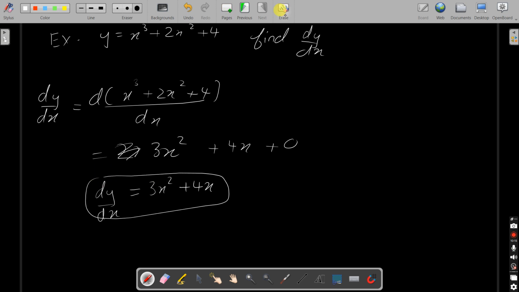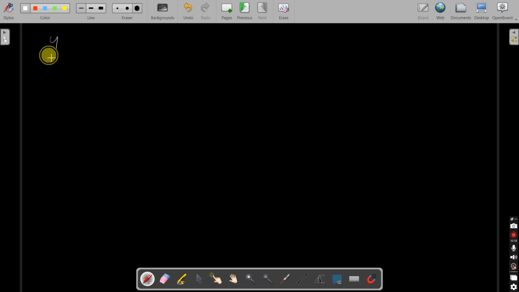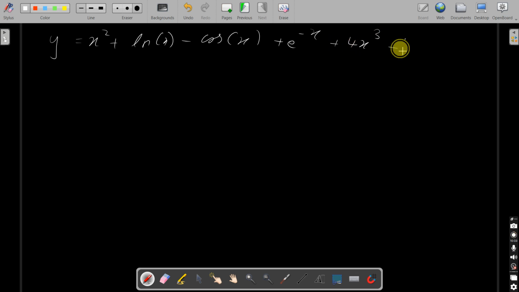One more example. If y is equal to x squared plus ln x minus cos x plus e to the power negative x plus 4x cubed minus tan x, find dy by dx.